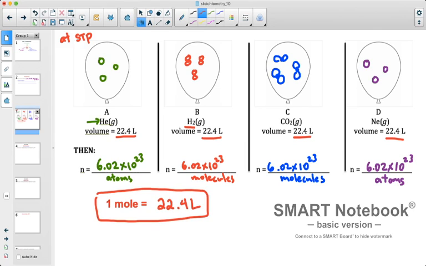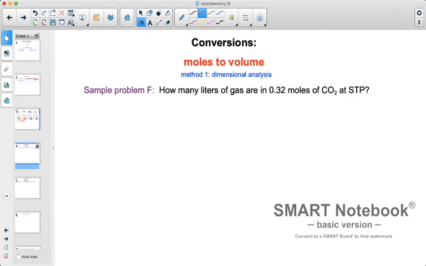Now, because this is going to be our definition, we are also going to encounter more conversions. So just like we did before, we can see a conversion from a mole to a volume. I'm going to show you the two different methods, and you're going to choose whichever one works for you. So our sample problem says: how many liters of gas are in 0.32 moles of carbon dioxide at STP?